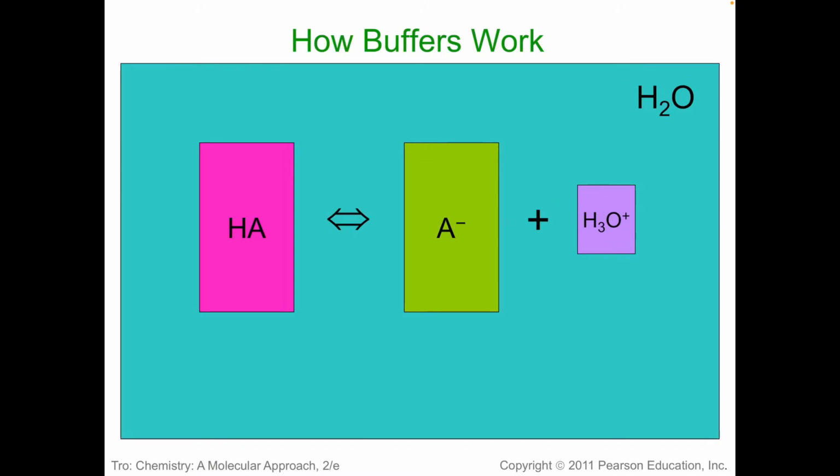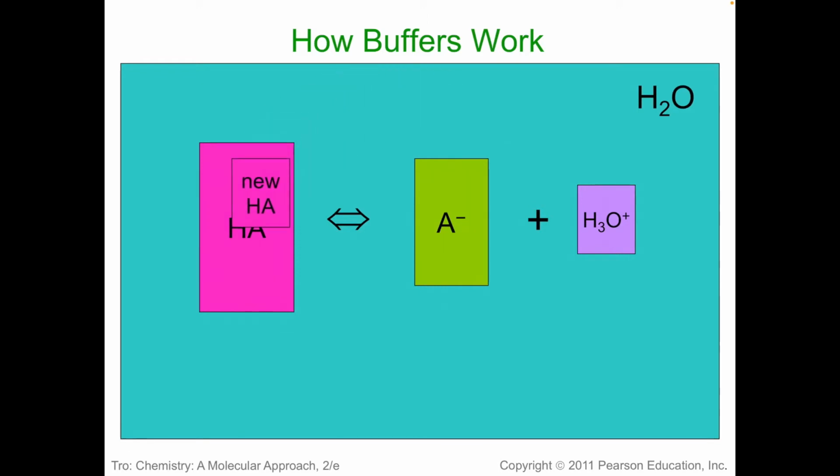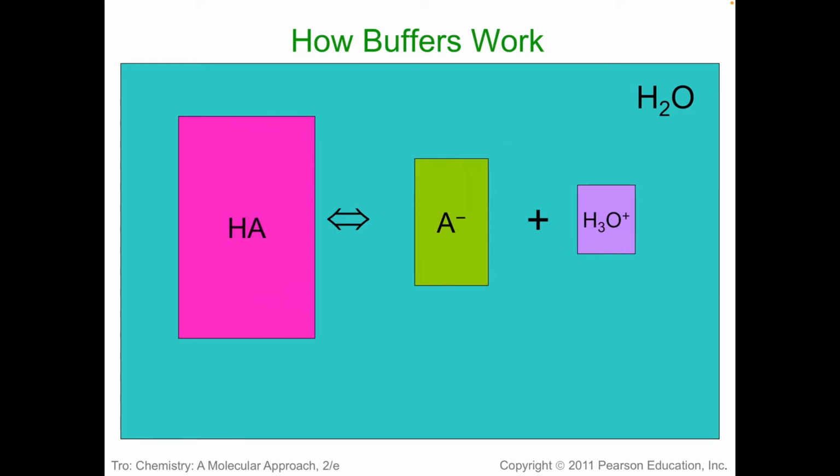So here we go, another diagram. This time instead, we're going to add acid. So our acid will react with our conjugate base. It's going to produce some more weak acid, and that's going to increase our concentration of weak acid. But again, we're still going to have weak acid and conjugate base, so our pH is not going to change all that much.